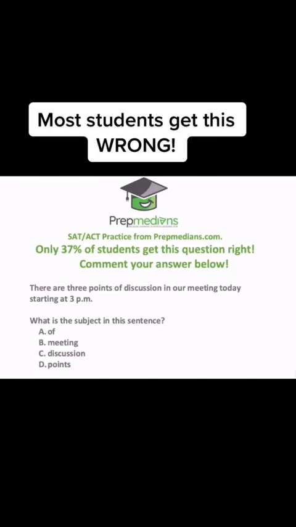The answer to this question, my friends, is D, points. And I'm going to give you a really clear-cut way to determine what the subject of any sentence is. What is a subject? A subject conjugates the verb. So the best way to actually identify the subject is by identifying first the verb.